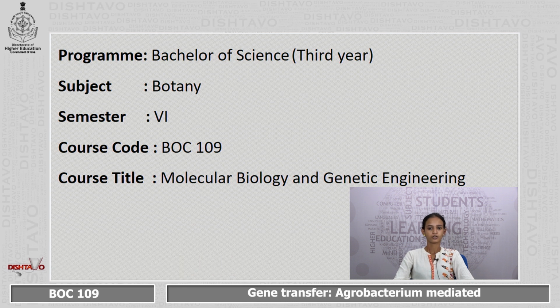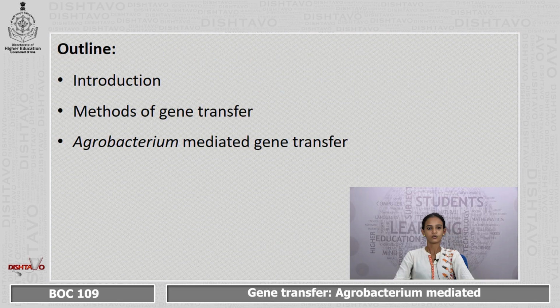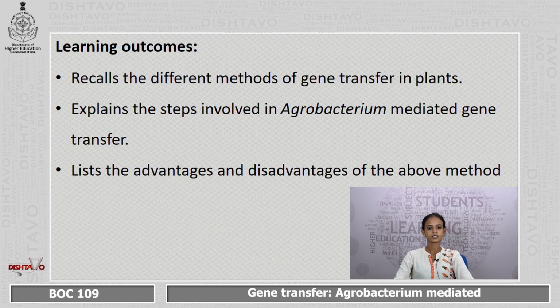Course title: Molecular Biology and Genetic Engineering. Title of the unit is Methods of Gene Transfer. In this unit we will be studying the module Gene Transfer, that is Agrobacterium mediated. Outline of the module: Introduction to Gene Transfer, Methods of Gene Transfer, Agrobacterium mediated gene transfer. Learning outcomes: recalls the different methods of gene transfer in plants, explains the steps involved in Agrobacterium mediated gene transfer, lists the different advantages and disadvantages of the above method.